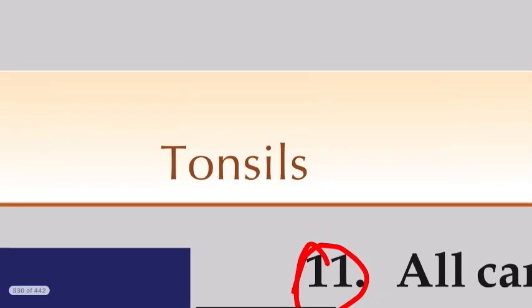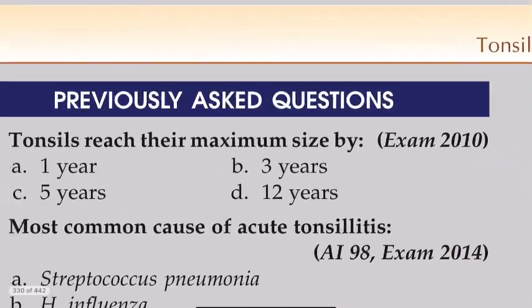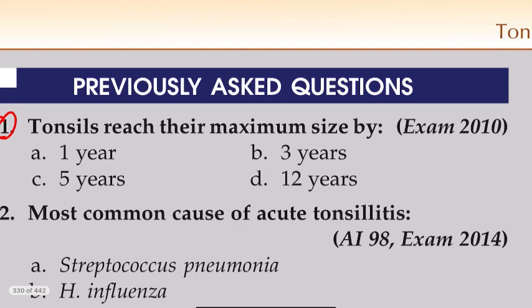Now the topic that we are going to cover is tonsil, right? Tonsils. Now here the MCQs we are going to solve from pathology of tonsil, anatomy of tonsil. Now without delay, let's begin with the first MCQ, that is tonsil reach their maximum size by. They will reach the maximum size by 12 years, right? Tonsils are present at birth, right? And achieve their maximum size by 12 years of age, right?